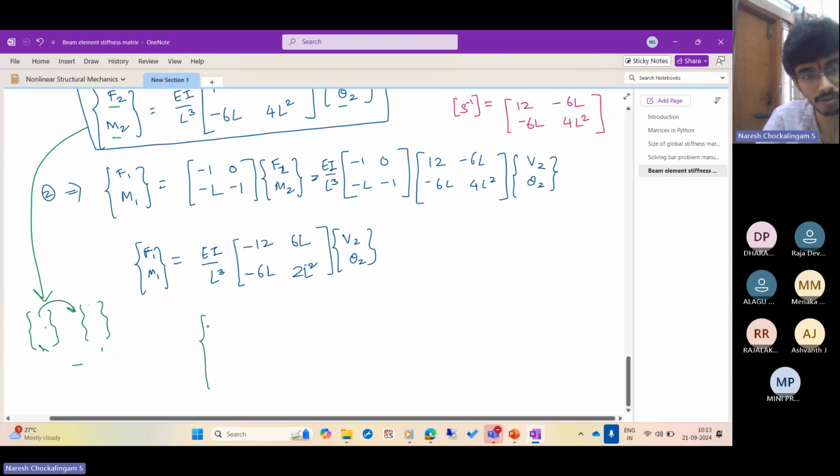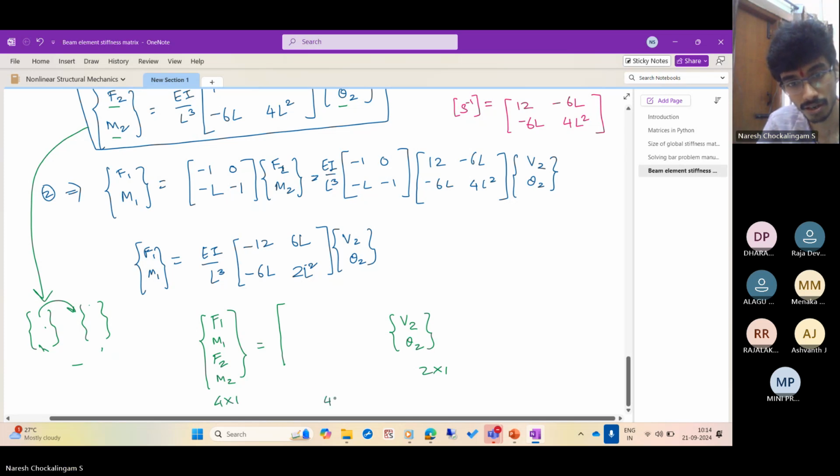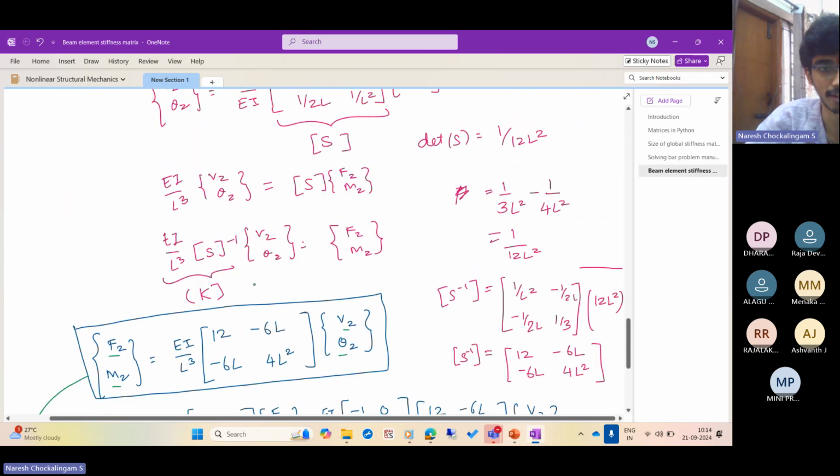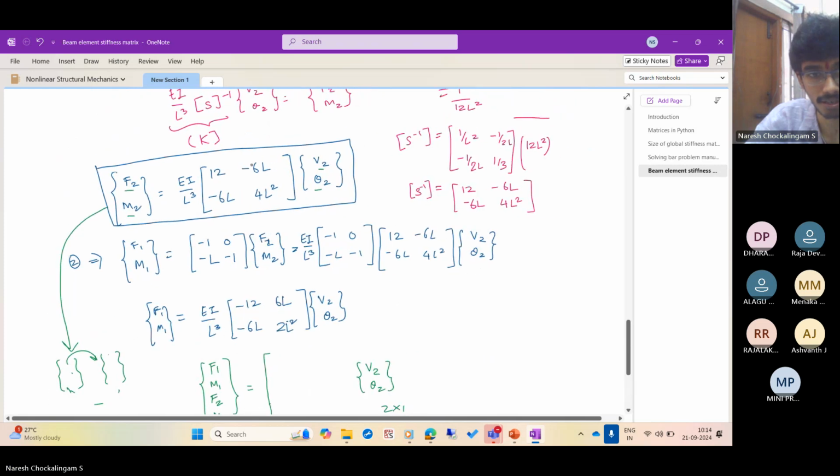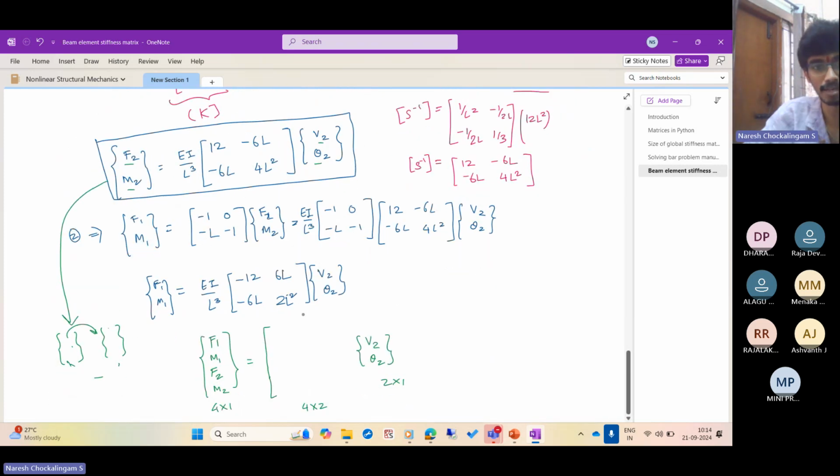Now, what do we totally want? We want F1, M1, F2, M2. This is the net left-hand side we have. And this should be equal to, right now we don't have all the 4 degrees of freedom. We just have V2 and theta 2. But that is still okay. So this is 2 cross 1, this is 4 cross 1, and whatever relates these two should be 4 cross 2. And what are they? Just append one matrix after the other, right?